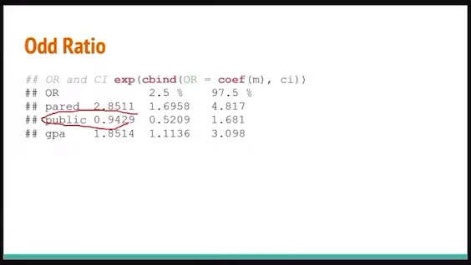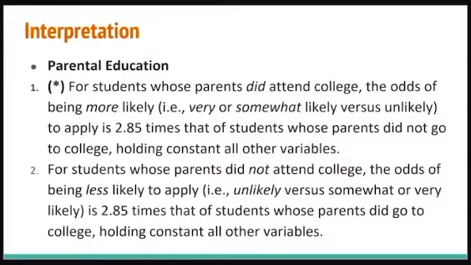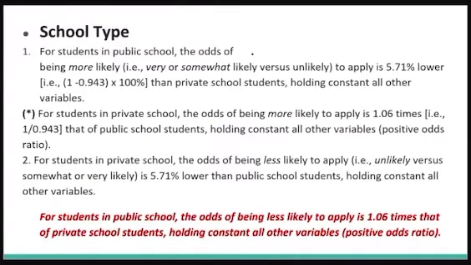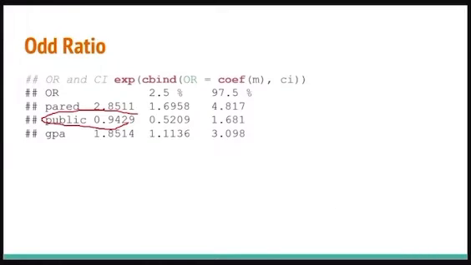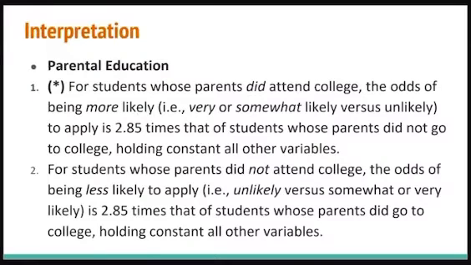Now, how do I interpret that odds ratio? And that is what I said here. For students in public school, the odds of being more likely to apply is 5.71%. How do I get 5.71%? If you come back here, that guy to 3 decimals is going to be 0.9943, right? Now you're going to do 1 minus, I think I'm showing that here.